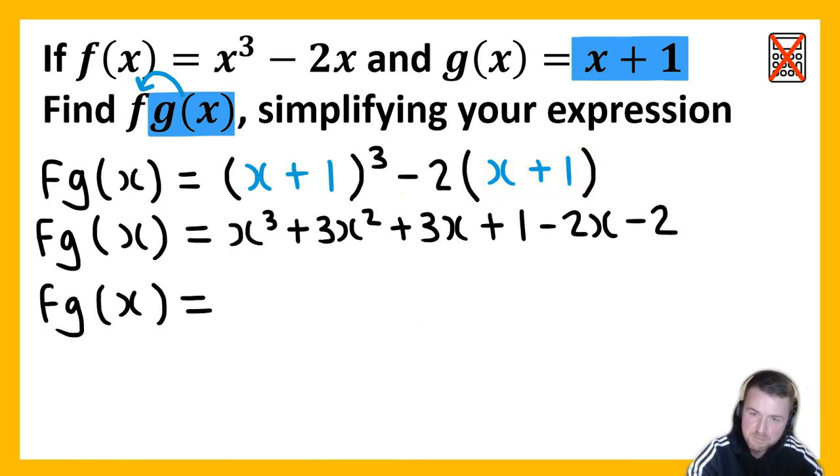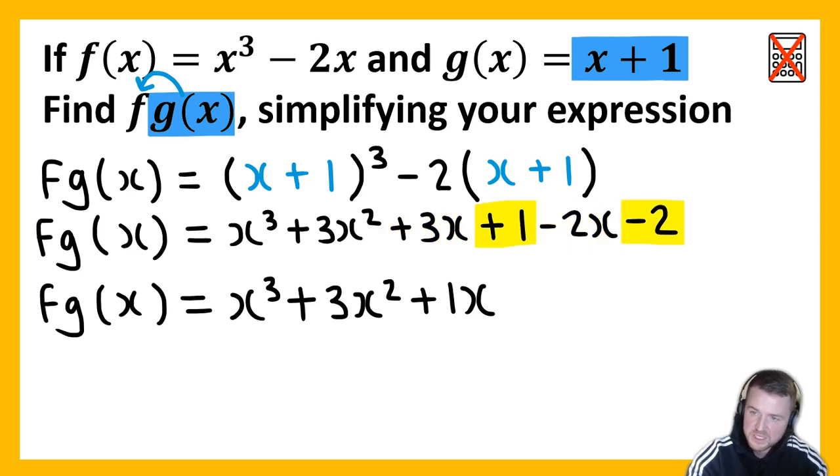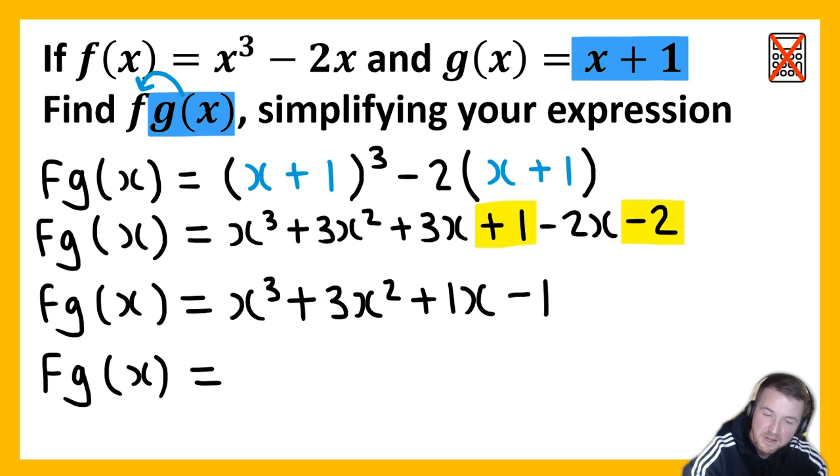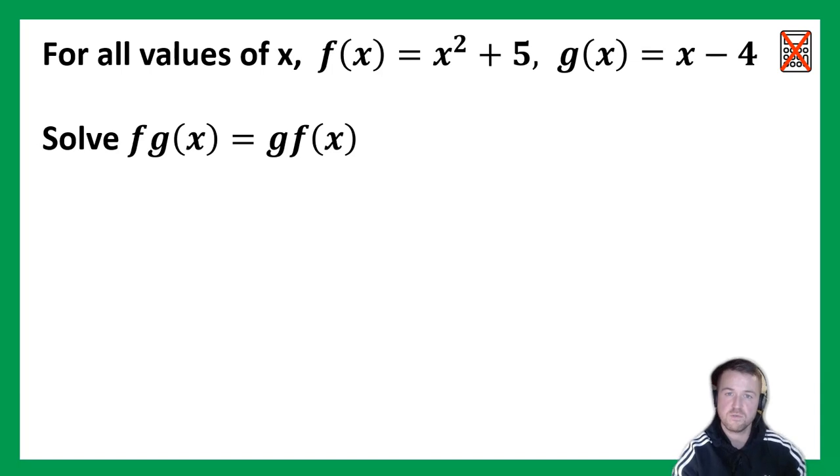I can simplify by collecting like terms. x cubed will remain the same, plus 3x squared will also remain the same, but I will be able to collect 3x, take away 2x, to give me plus x or plus 1x, and then 1 take away 2 gives me negative 1, meaning my final answer for a simplified f(g) of x is x cubed plus 3x squared plus x minus 1. On to the advanced question, one of the trickier questions that you're likely to find on this topic.